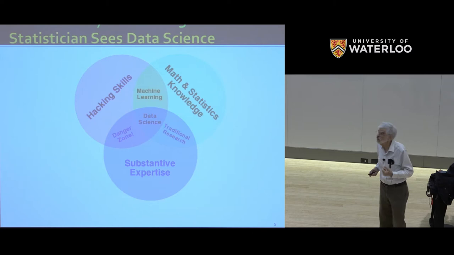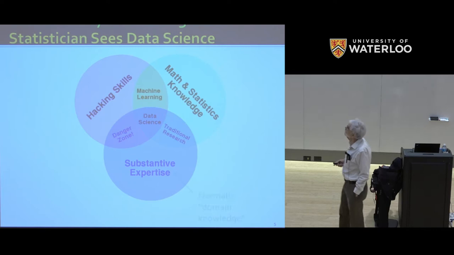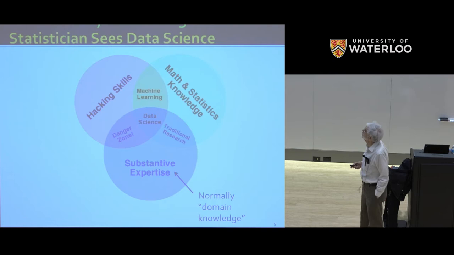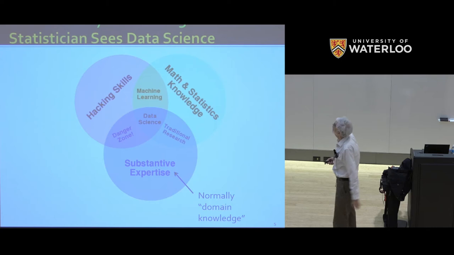Now, it drives me nuts, okay, when someone advances this as a true picture. Well, okay, what bothers me? Well, this is a small matter, okay? I've never heard the term substantive expertise before, but to me, domain knowledge is the right term. That is, you have to be an expert in biology or medicine or sociology or something.